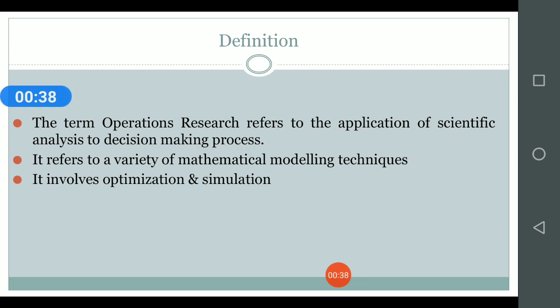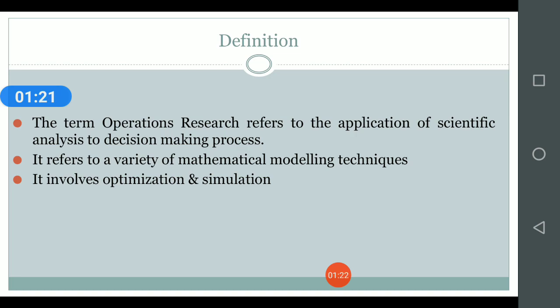When we talk about operations research, it basically refers to the application of scientific analysis to the decision making process. Whenever we have to make a decision, it can be based on subjective thoughts and also on environmental scanning, but at the same time, it also needs some analytical thinking to understand whether a particular alternative is good or bad. In order to analyze the different alternatives and evaluate the profits and the costs associated, we need scientific analysis, and that can be done with the help of operations research.